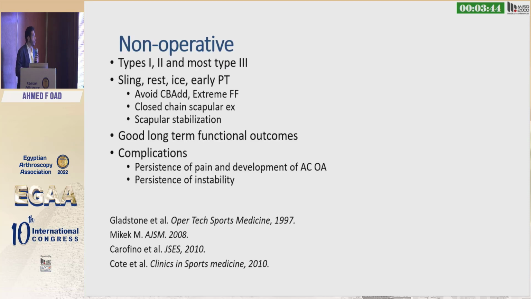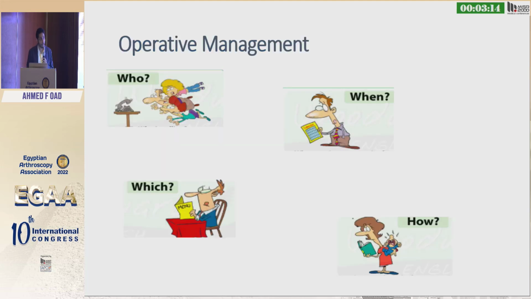Non-operative treatment can be offered for types 1, 2, and most type 3s in the form of sling rest, ice, as well as early physiotherapy, avoiding cross-body adduction and extreme forward flexion, with particular significance of the scapular balancing exercises. Good long-term functional outcomes are common, but some patients may present later at long-term follow-up with persistent pain or persistent instability with development of AC osteoarthritis.